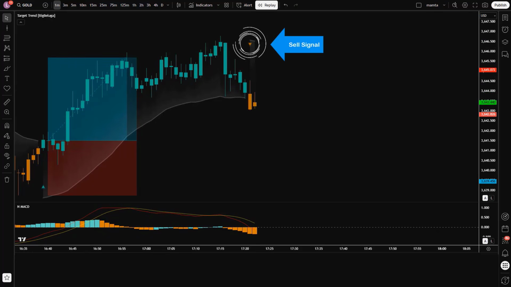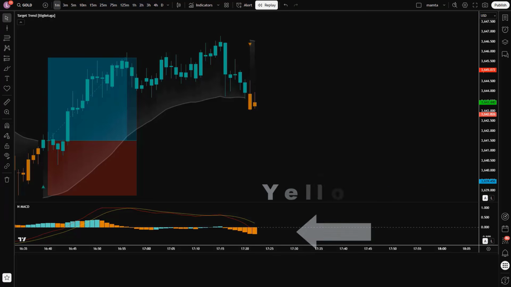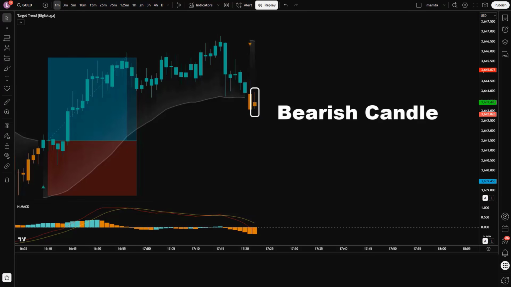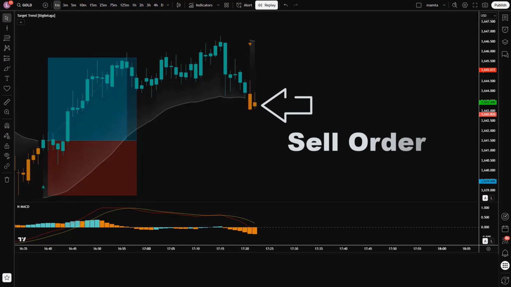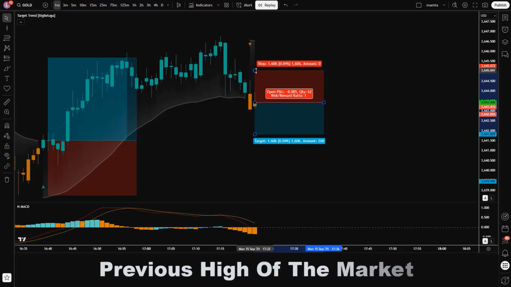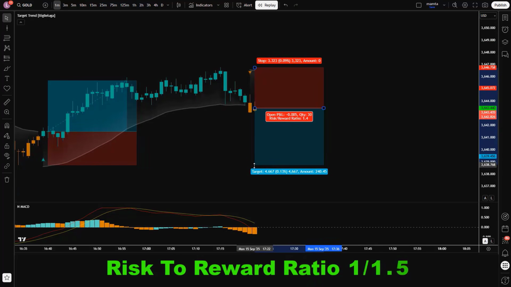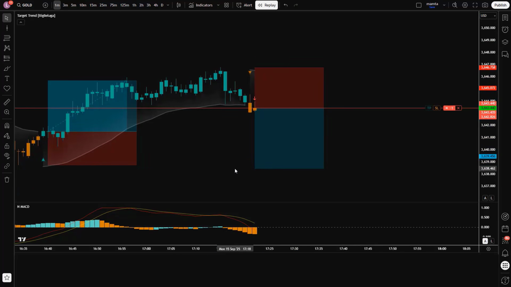Here the Target Trend indicator gives us a sell signal. Here the Normalized MACD indicator shows yellow color columns. Here the market forms a bearish candle. So all our conditions are fulfilled, then we will place a sell order. Our stop loss is the previous high of the market. And the risk to reward ratio will be 1:1.5.